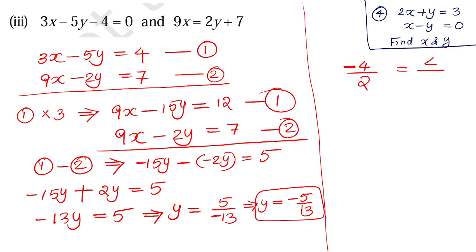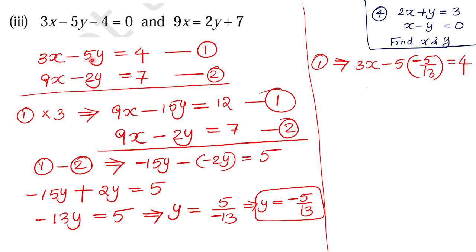So, the next step is, I got y equal to minus 5 by 13. There is a fraction, so you must be careful. In the first equation, I am substituting: 3x minus 5y equal to 4. What is that y? y is minus 5 by 13, correct? Don't leave the class. Let me complete it.